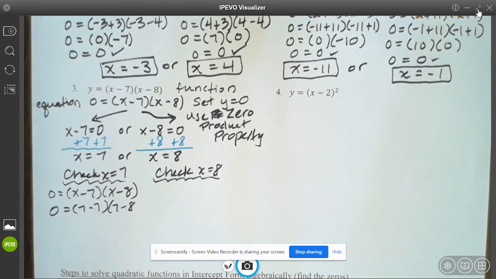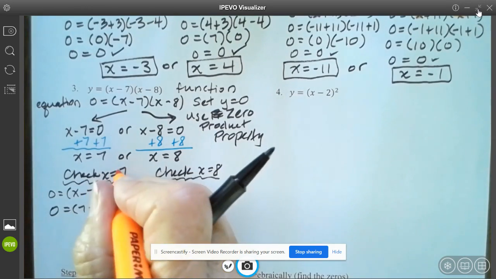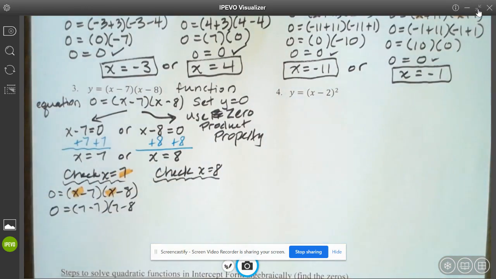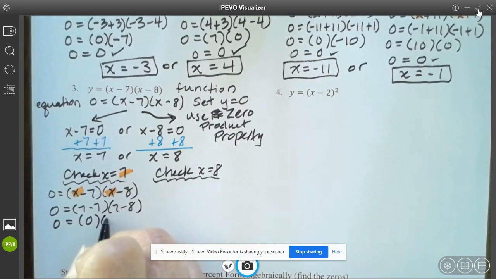Okay, I can't help myself. I wasn't going to do it, but I'm going to do it anyway because I just have to. It's one of my compulsions. So 0 equals 7 minus 7. Oh my goodness, there's our 0.